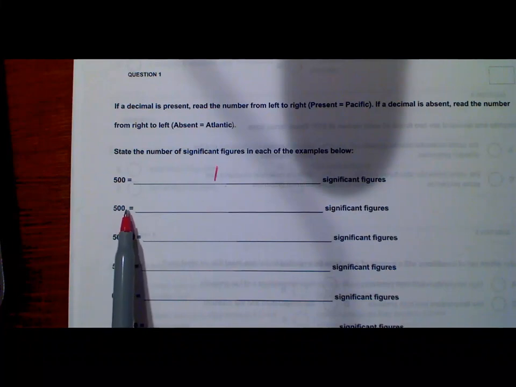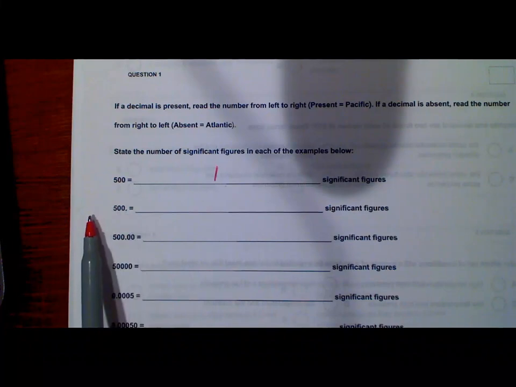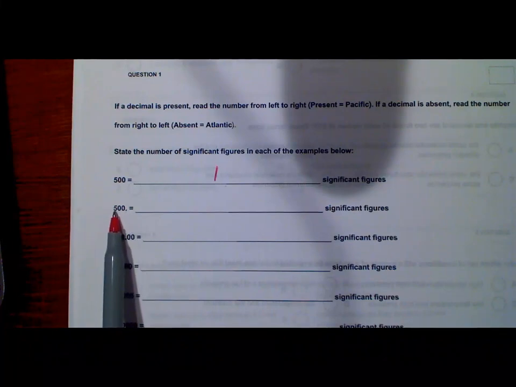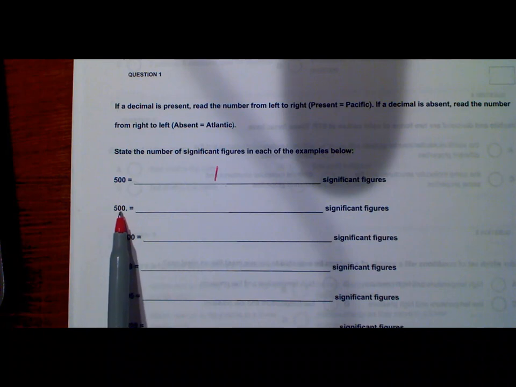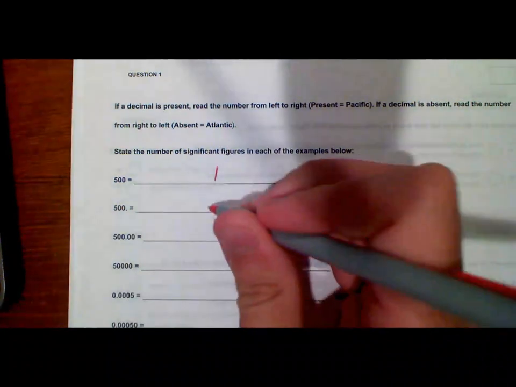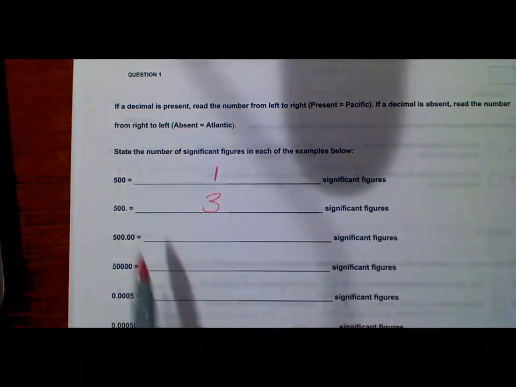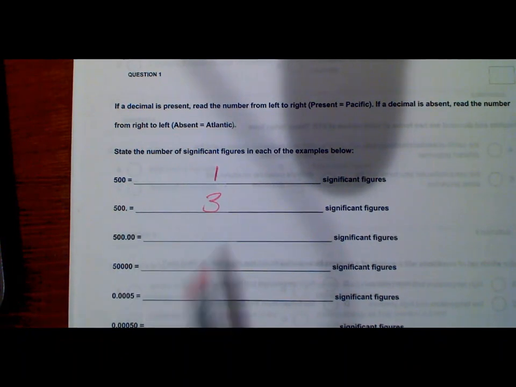In this one, the decimal is present, so we read from the Pacific side, from the left. And the first number I see is a 5. So as soon as I see something that's not a 0, that is important. We count that and anything after it. So the 5, the 0, and the other 0 are all significant: 3 sig figs. So the difference in these very similar numbers is just whether or not there's a decimal there: 1 sig fig, and 3 sig figs.